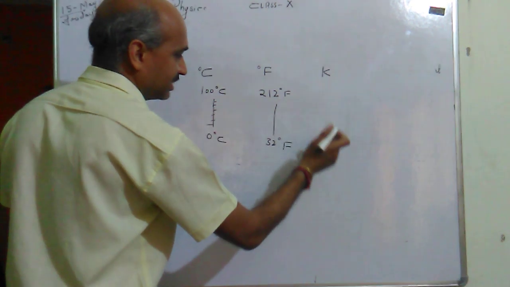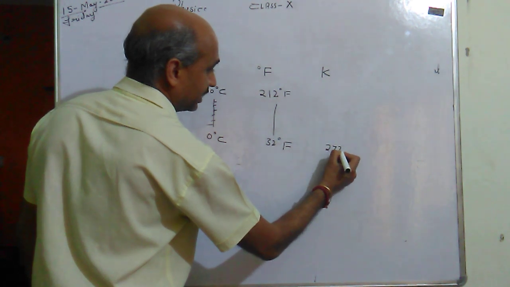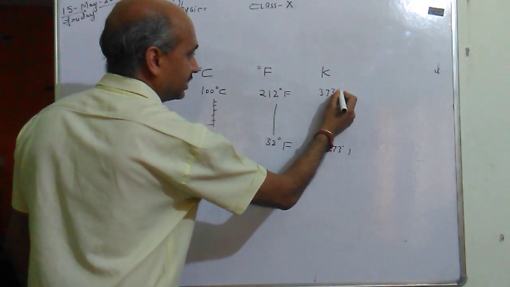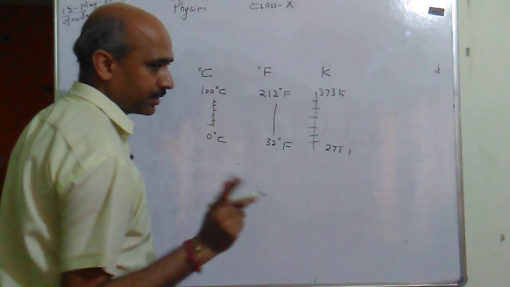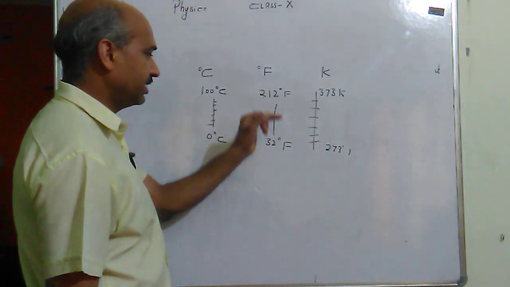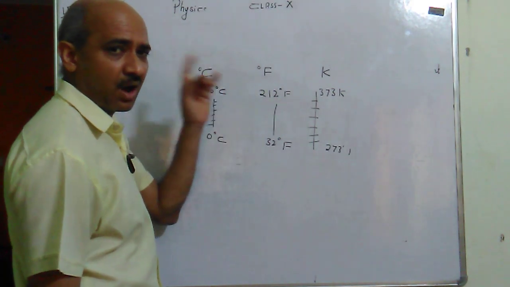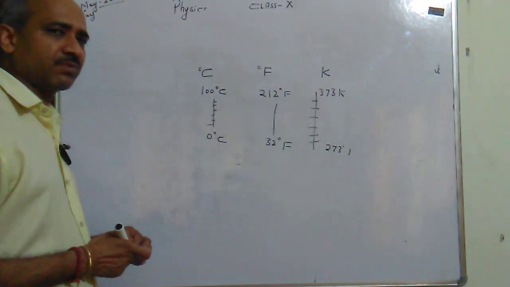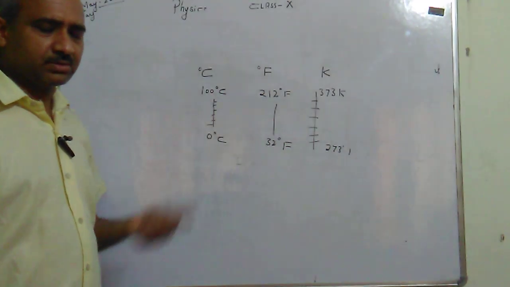If we talk about the Kelvin scale, the lower fixed point is 273 Kelvin and the upper fixed point is 373 Kelvin. Means there are 100 divisions, each division represents 1 Kelvin, and in Fahrenheit we have 180 divisions and each division represents 1 degree. So this is the relation between these 3 types of scale. We can convert one type of scale into another by simple calculation.